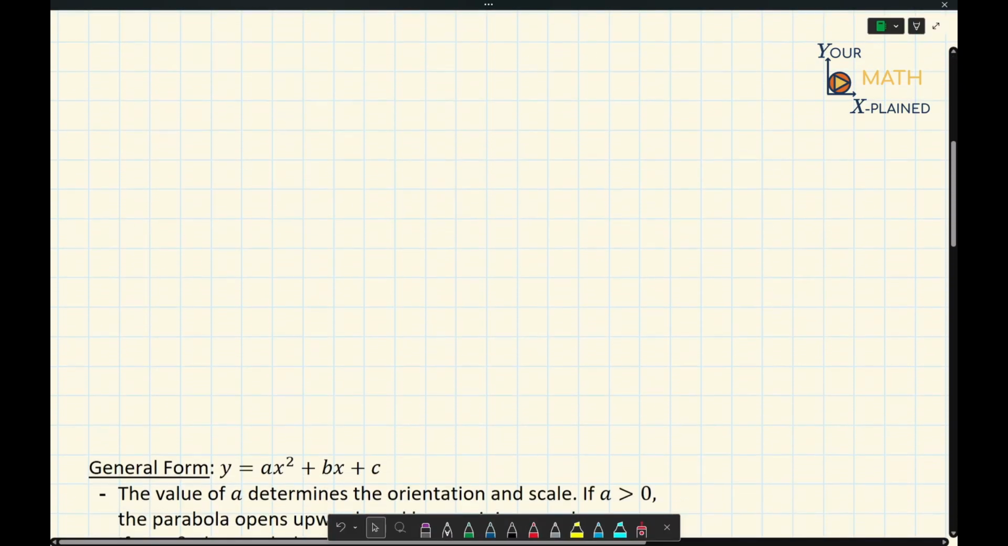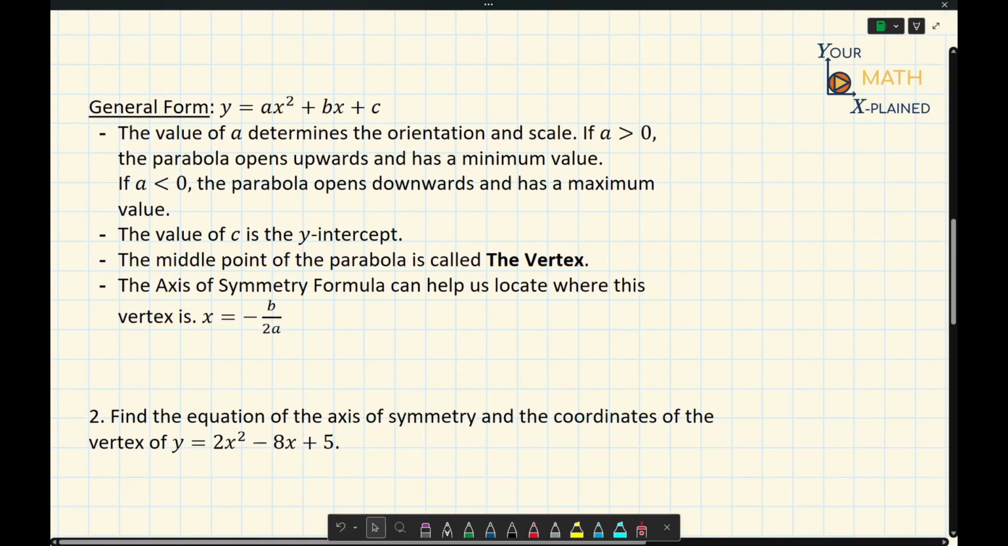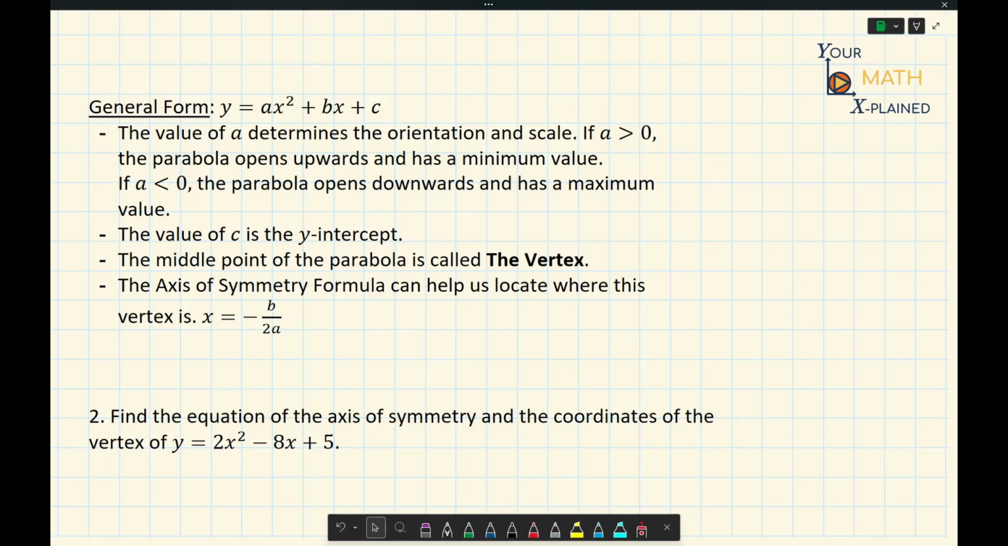So the general form of a quadratic equation is y is equal to a times x squared plus bx plus c, where a, b, and c are constants. The value of a determines the orientation and the scale. So if a is greater than 0, then the parabola is going to open upwards and it'll have a minimum value. But if a is less than 0, then the parabola is going to open downwards and it's going to have a maximum value. And that minimum or maximum is what we call the vertex.